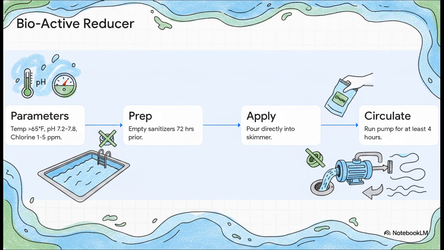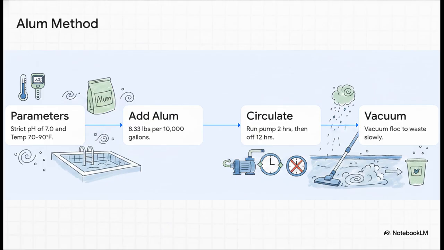You pour the pouch into the skimmer, run the pump, and just let it work its magic over the next week. It's great because it requires zero draining. But be warned, if your water chemistry is off by just a little bit, the biological agents simply won't survive the treatment. Alternatively, there's a relatively new chemical process using aluminum sulfate, or alum. This acts as a flocculant, essentially clumping the whole problem together.